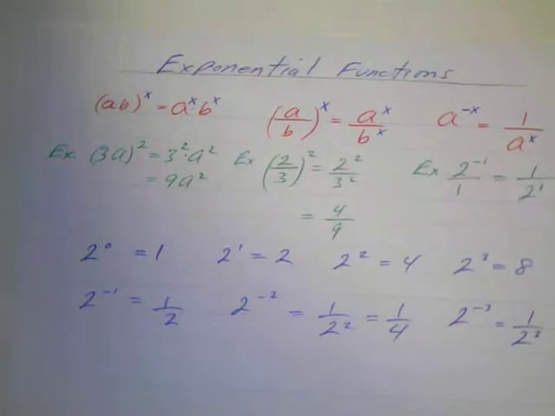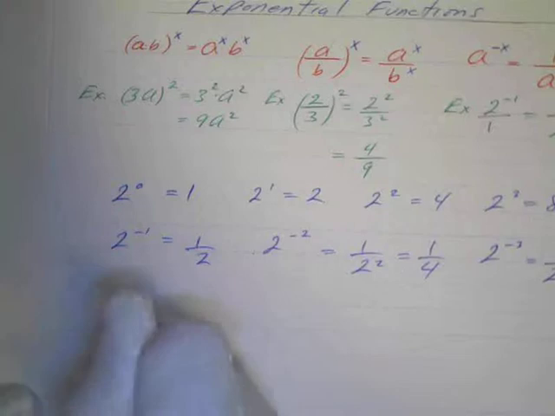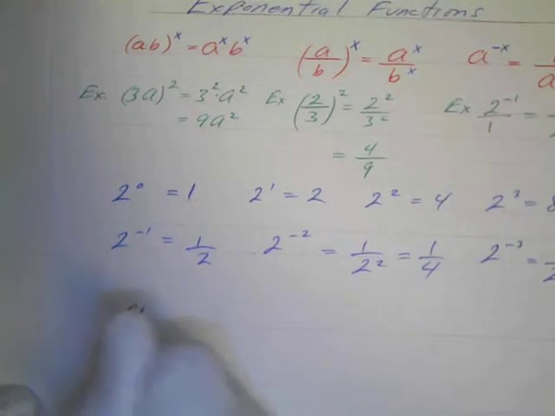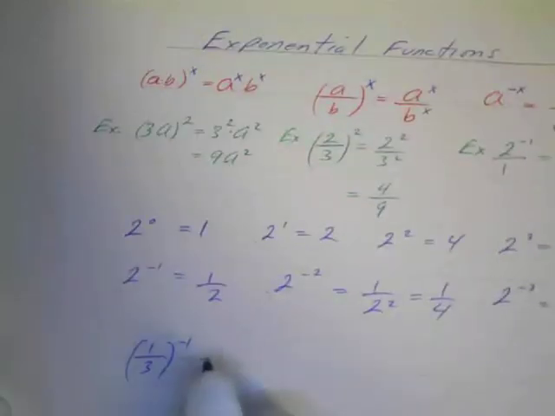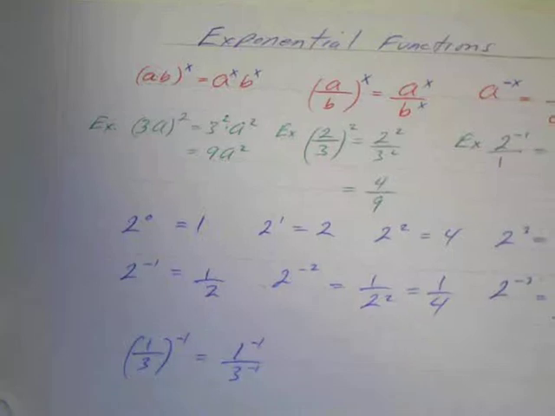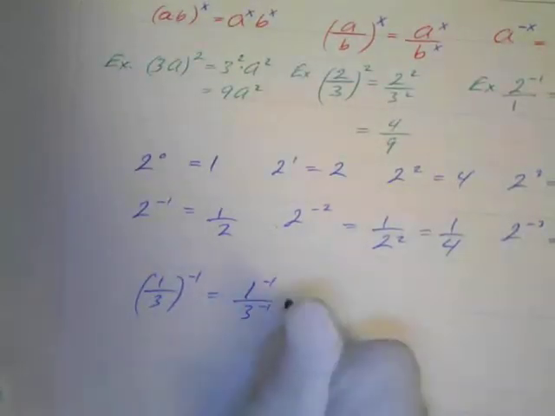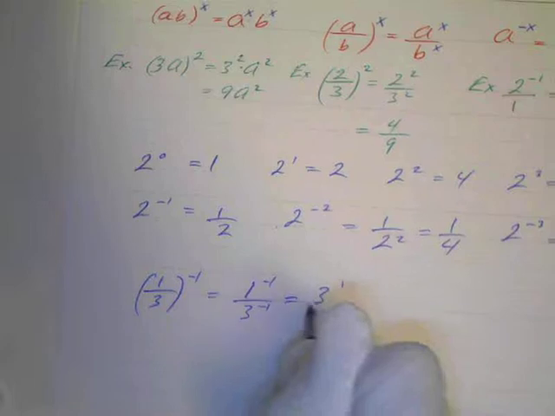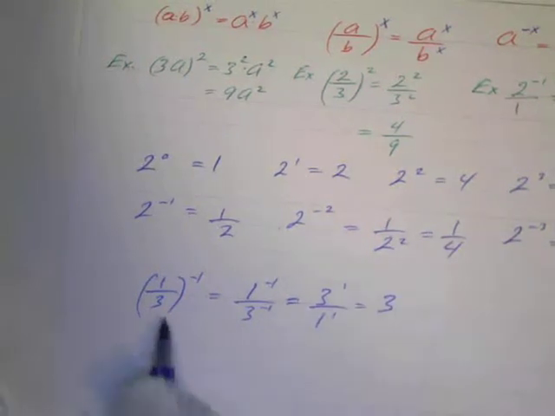But what if we've got a fraction? Let's say we have 1/3 to the negative 1. What's that going to be? Well, if we use the property of quotients, that's the same thing as 1 to the negative 1 over 3 to the negative 1. But then I could put this up in the top and this in the bottom, so that's the same thing as 3 to the first over 1 to the first, which is just 3. So really what we do is we just flip it and change it to positive.